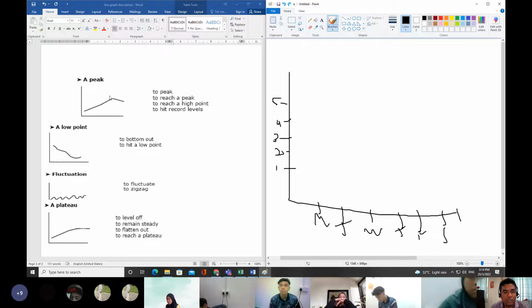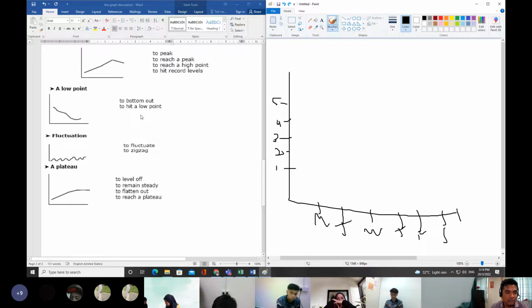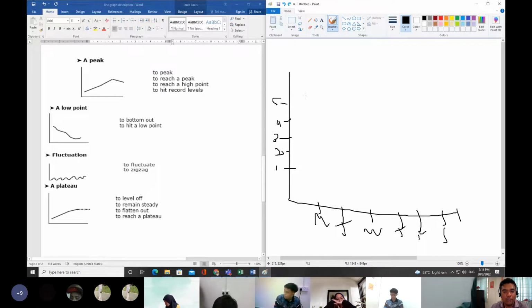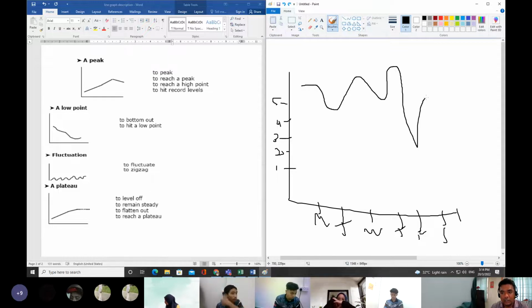Okay. A peak maksudnya puncak gunung. Data paling tinggi. To peak, to reach a peak, to reach a high point and to hit record levels. Next is a low point. Dia versus dengan peak lah. So your data, so low point maksudnya data paling rendah. To hit a low point, to bottom out.